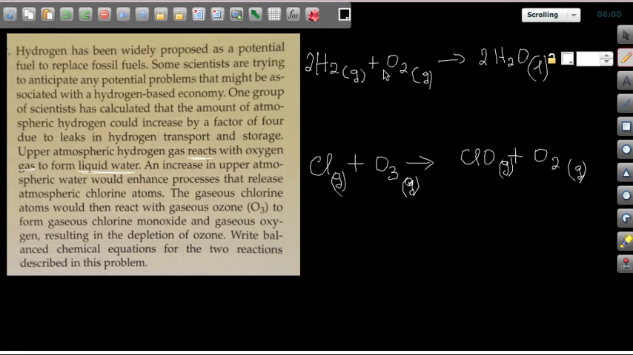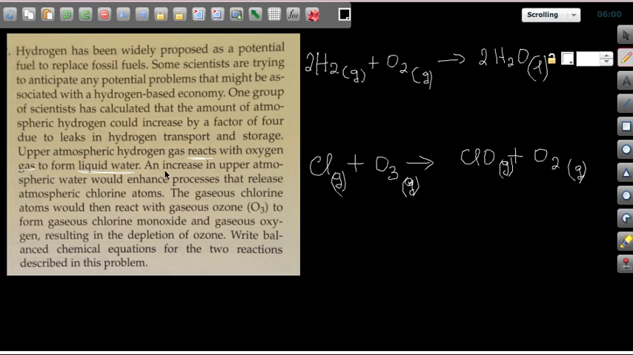So this, I already balanced this for you. You can see that there are 2 oxygen here, so I put a 2 here, making hydrogen 4, and by simply putting a 2 here, the hydrogen's 4 as well. So this whole equation is balanced.